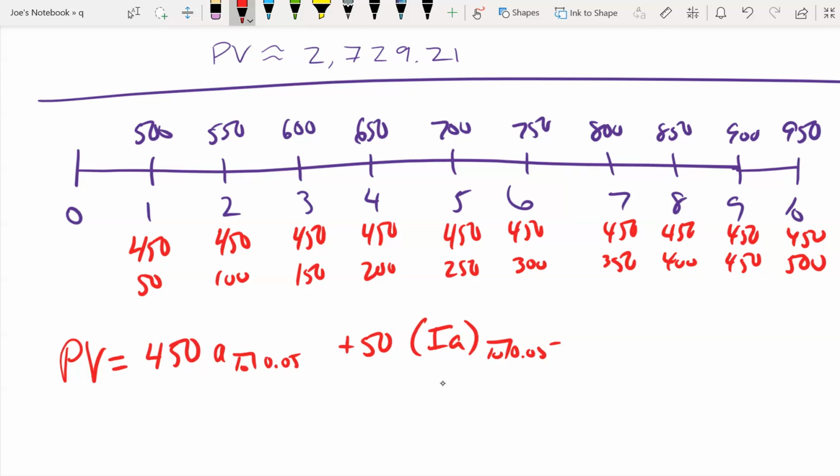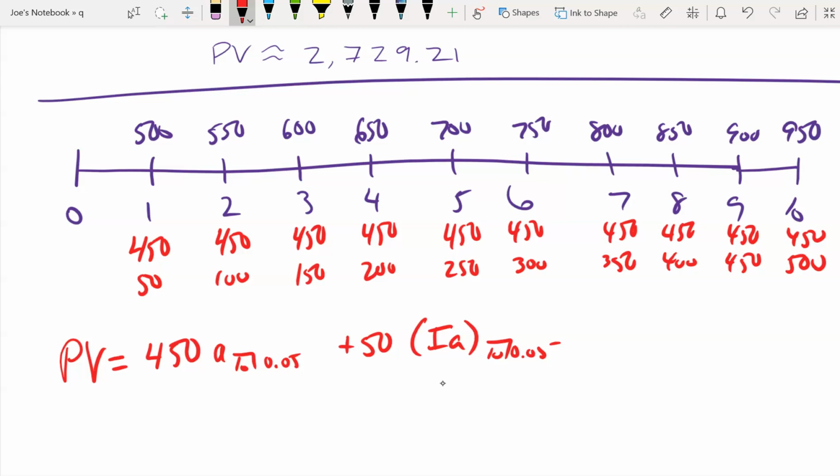Do we see why I split this up into two pieces for this one? No. So it started at 500 and it increased by 50 every year, right? When you're doing the increasing annuity, it has to start at the same amount that it increases by for the annuity formula to work, right? Because the annuity formula assumes that you have a payment of 1 to start with, and then 2 and 3, going up by 1 each year.